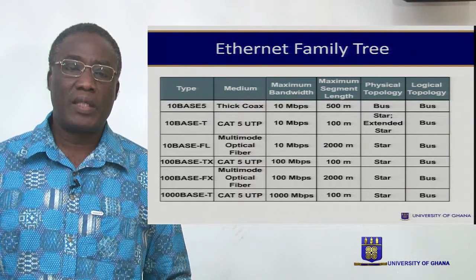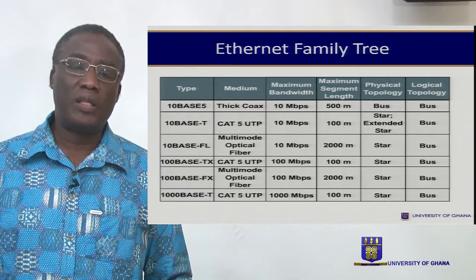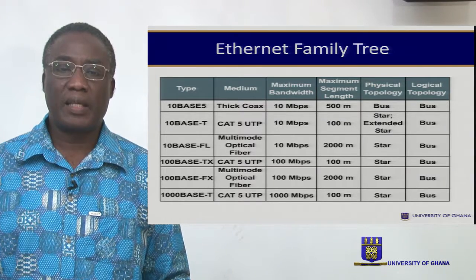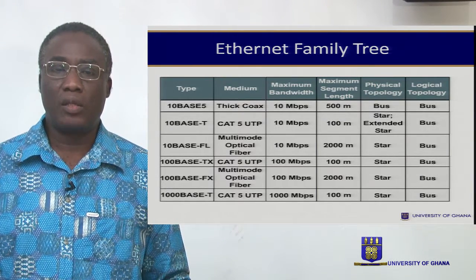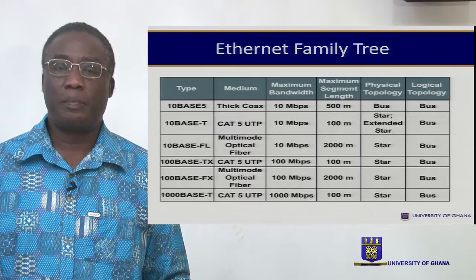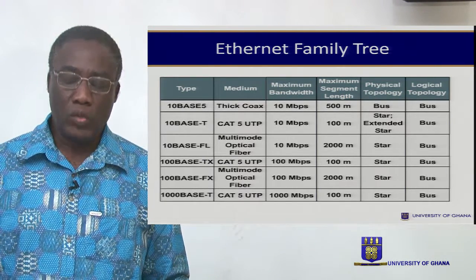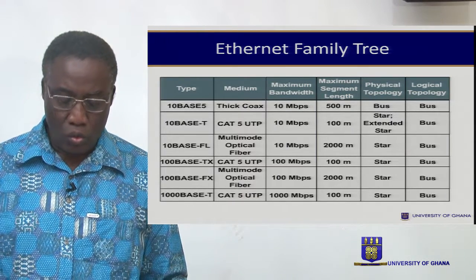So if I gave you, say, 100-base-T and asked you to interpret it, then you should be able to tell me that it's 100 megabits per second. It uses twisted pair, and that is star or bus, and that uses a category 5 UTP cable.